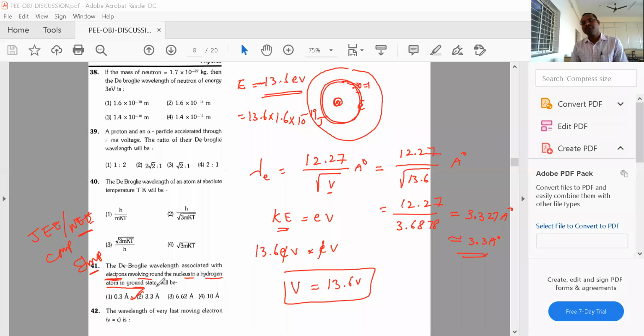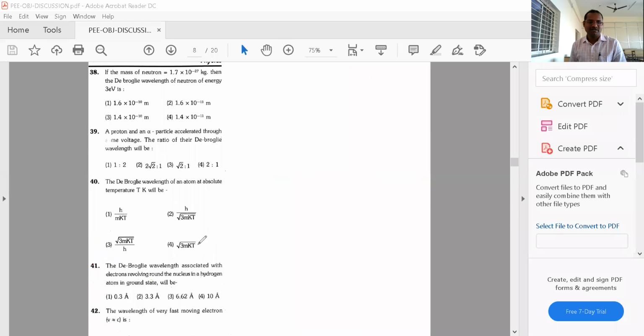However, make sure that you use the short method. Whenever an electron is given, you should instantly remember this formula, provided you can get the value of voltage. If you are not getting the value of voltage, then the first method is preferable. Here we can get the voltage because we know the kinetic energy, or energy, in the ground state. That is the result. Got it, students? I hope you are understanding clearly. Question 41 is over.